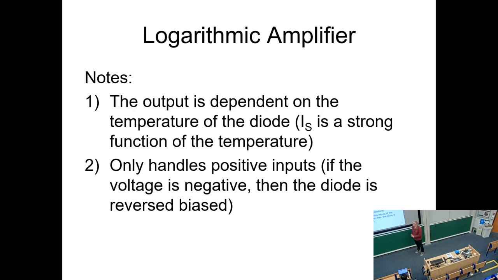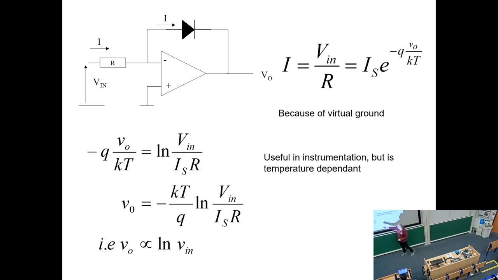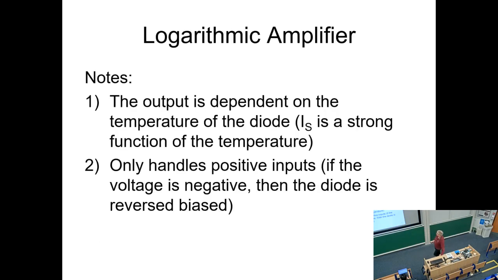But unfortunately the output is dependent on the temperature of the diode, because we have a temperature relation, and also this IS, this saturation current, is also dependent on temperature. It only handles positive inputs, because if the voltage V in is negative, then we reverse bias the diode, and that equation no longer, strictly speaking, applies. That's okay, because the log of a negative number doesn't really exist anyway.